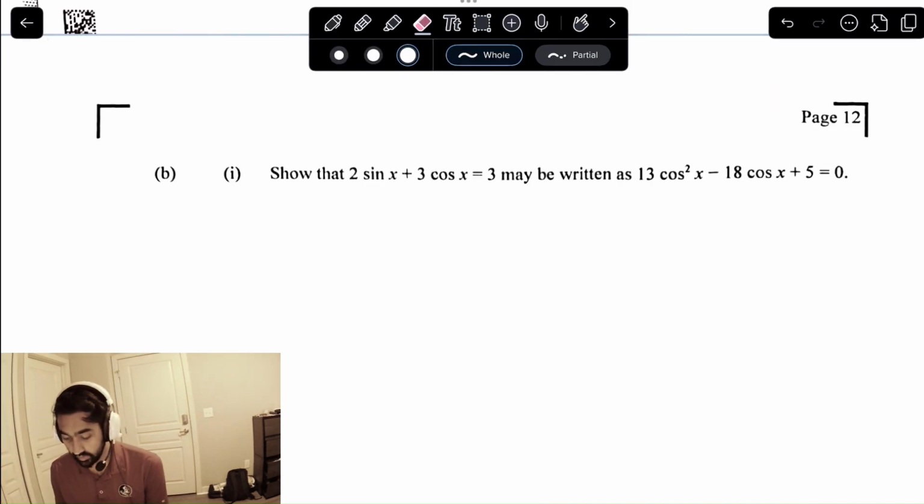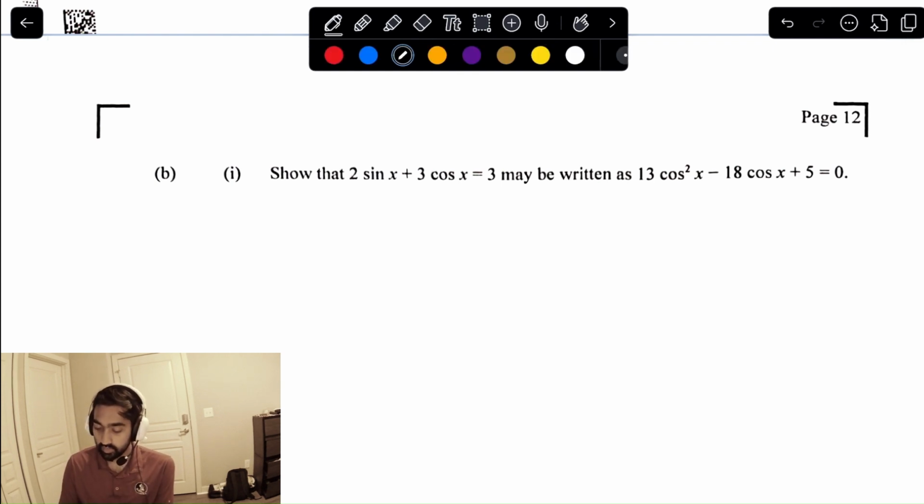So now do part B. Part B first asks us to show that 2 sine x plus 3 cosine x equals 3 can be rewritten in the form 13 cos squared x minus 18 cos x plus 5 equals 0. So if you look at the thing that they're asking us to show, there is no sine x. So basically what we have to do is get rid of sine x.